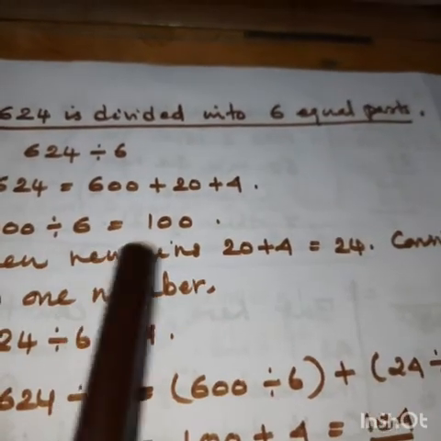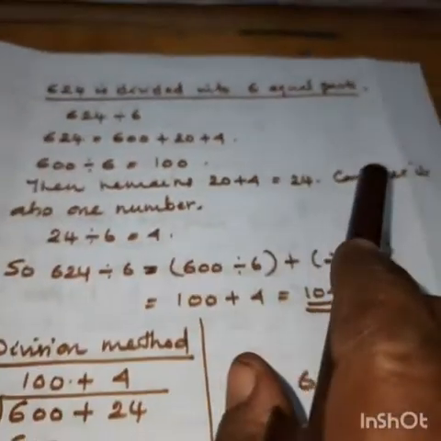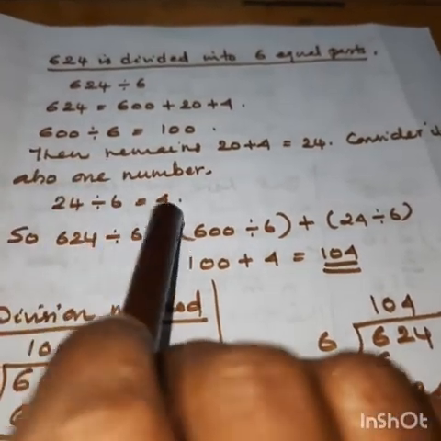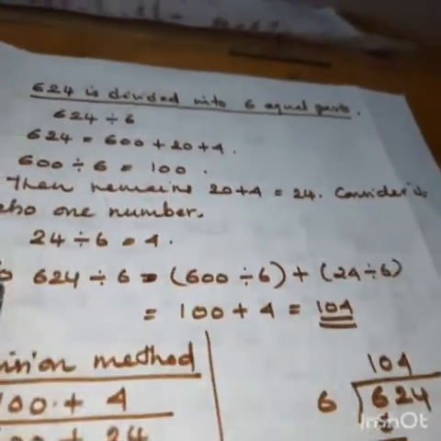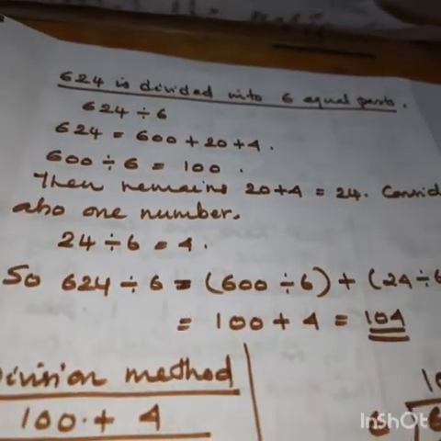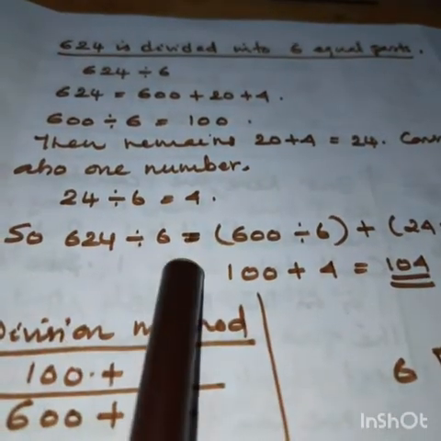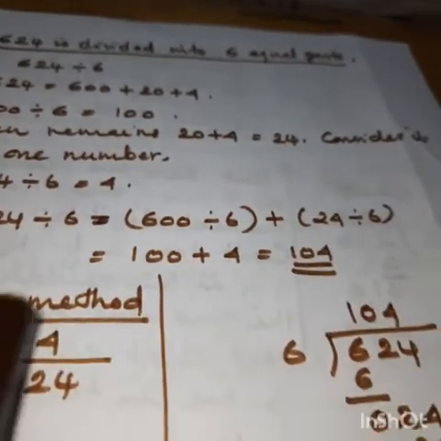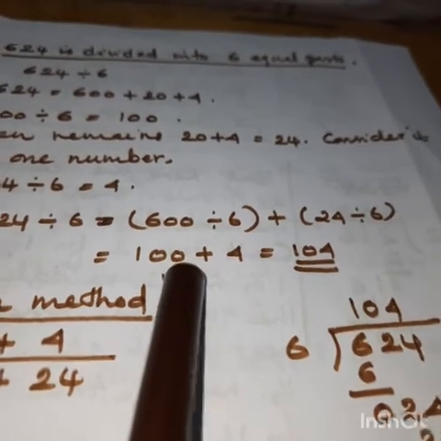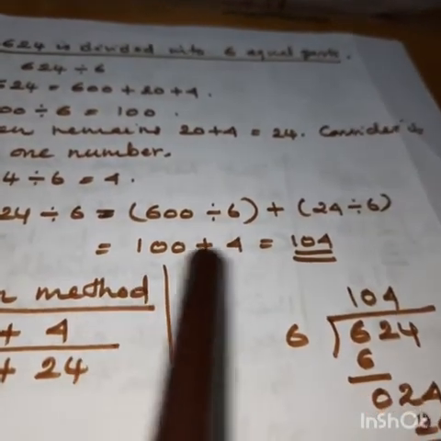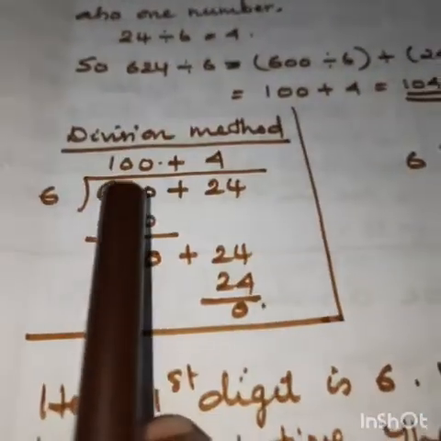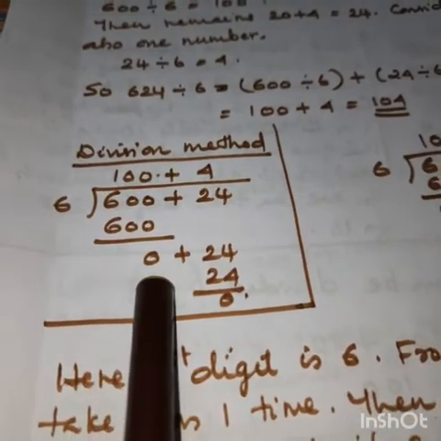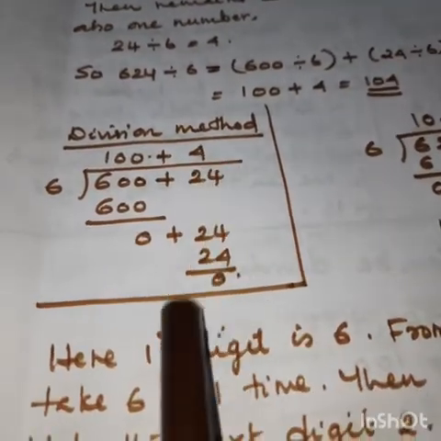Then take 20 plus 4 as one number, that is 24. 24 divided by 6 is equal to 4. So 624 divided by 6 is equal to 600 divided by 6 plus 24 divided by 6. That is 600 divided by 6 is 100, and 24 divided by 6 is 4, joined to form 104. Division method: 600 plus 24, 600 by 6 is 100, remainder 0, 24 by 6 is 4, remainder 0.